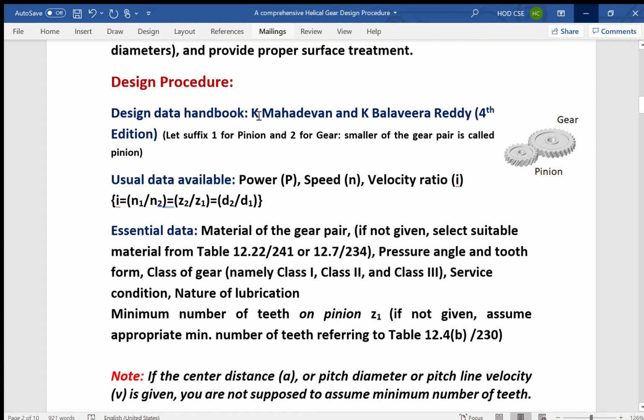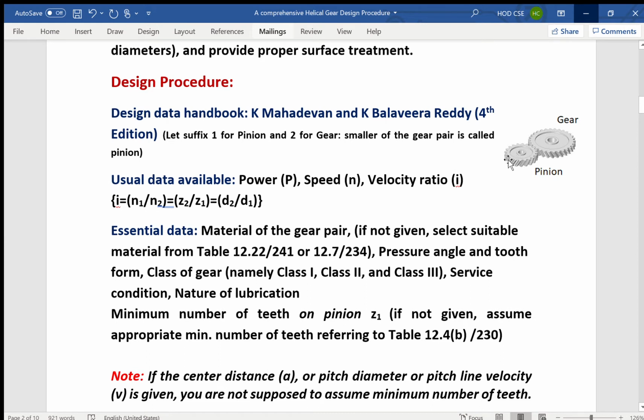Design procedure. We have used the Design Data Handbook authored by Professor K. Mahadevan and Professor K. Balaveera Reddy, the 4th edition. As usual, let us have suffix 1 for pinion and suffix 2 for the gear. As we know, the smaller of the gear pair is called the pinion.